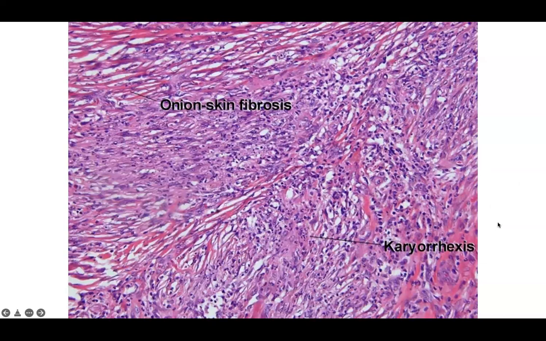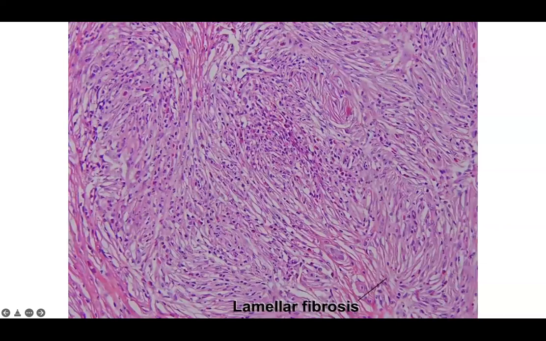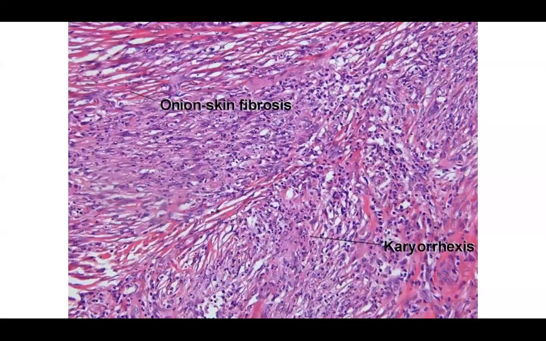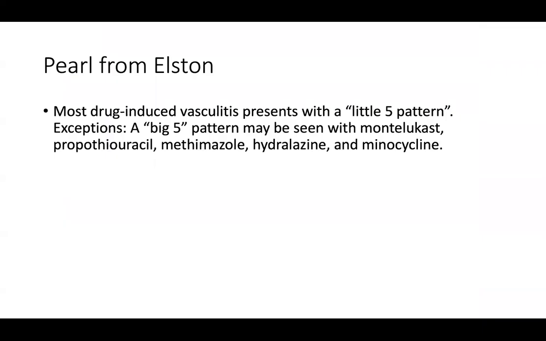So that should be given to you on an exam so you can make sense of it. Otherwise, if it's too busy and you can't pick out any architectural features, it may be difficult to call it erythema elevatum diutinum. But these are the high yield pictures you should know. And a pearl from Elston is that most drug-induced vasculitides present with a little 5 pattern. The exceptions include a big 5 pattern, which may be seen with montelukast, PTU, methimazole, hydralazine, and minocycline. Again, most patients on these medications do not experience vasculitis, but we have to think about drugs anytime we do get a vasculitis.